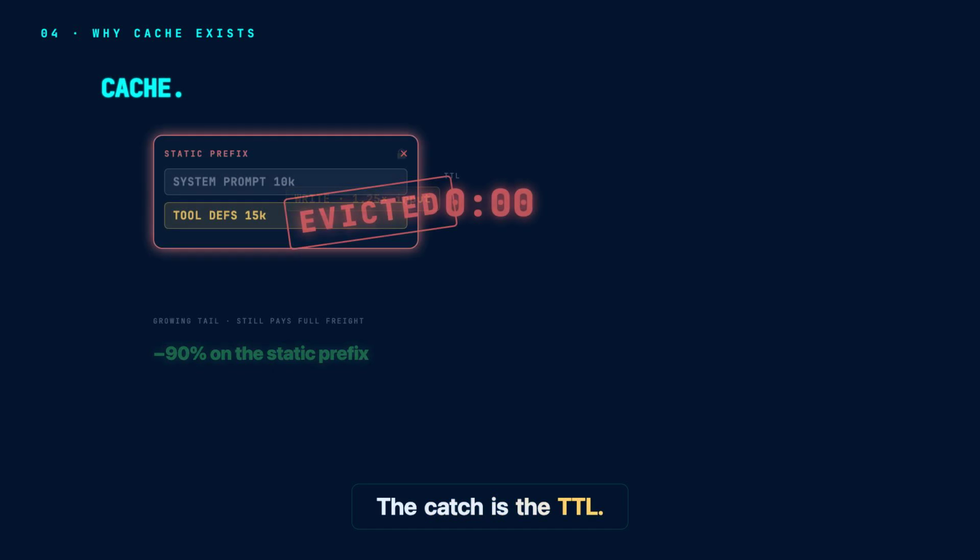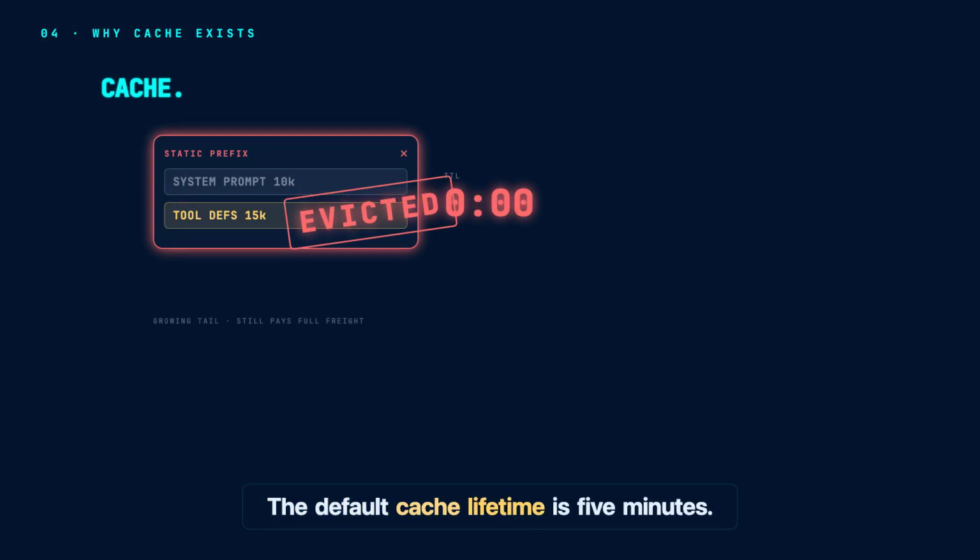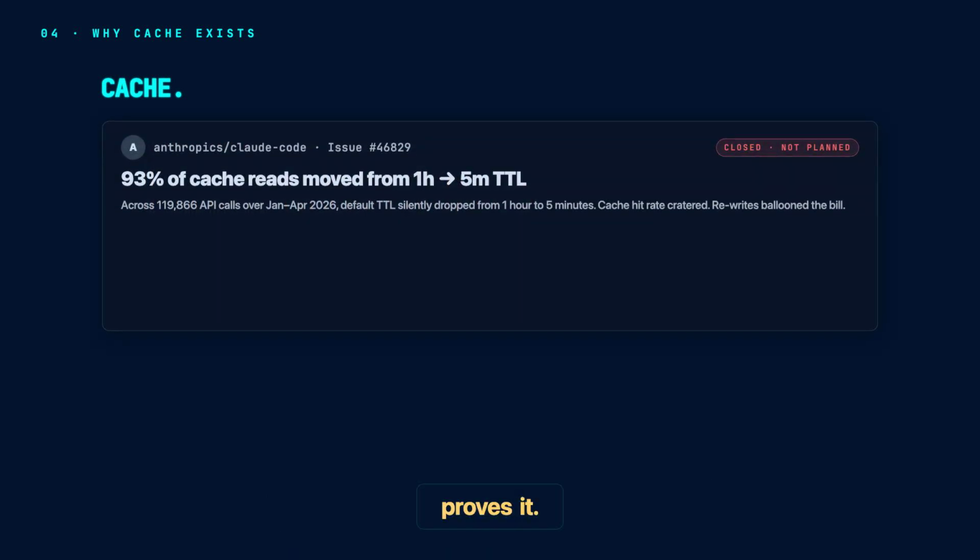The catch is the TTL. The default cache lifetime is 5 minutes. Take a coffee break, the cache evicts, and the next call pays the full write price again on the whole prefix. And here is the cautionary tale that proves it.